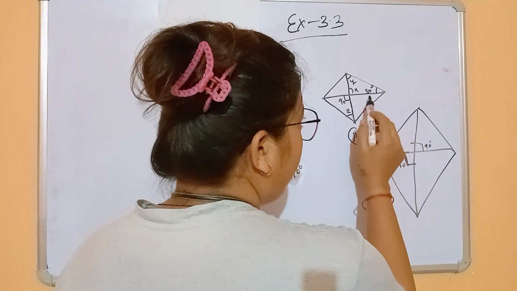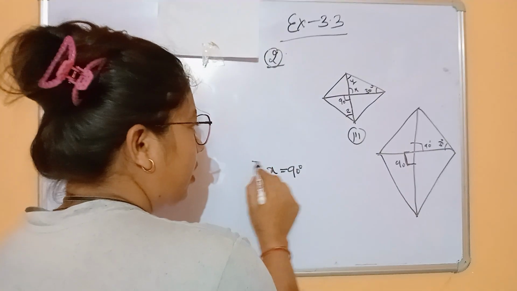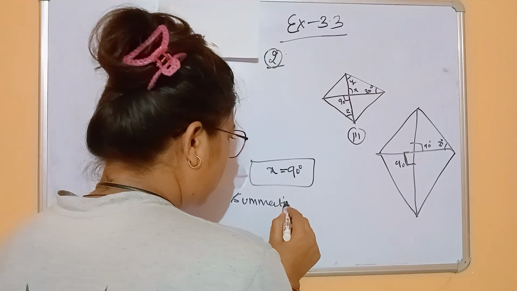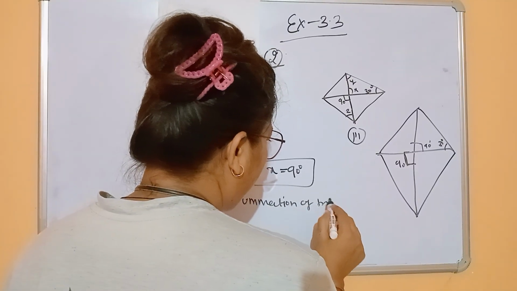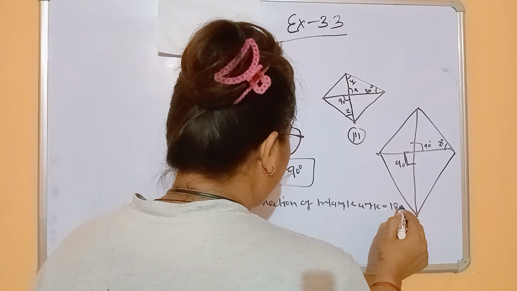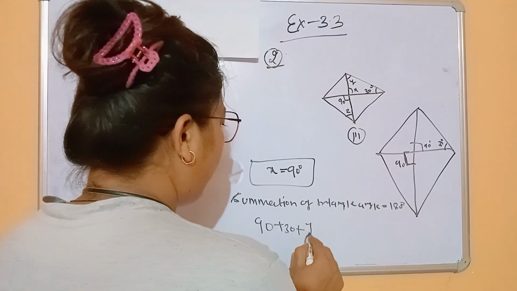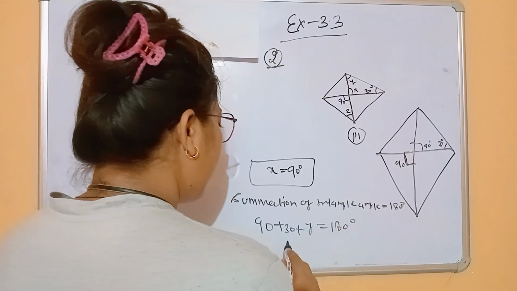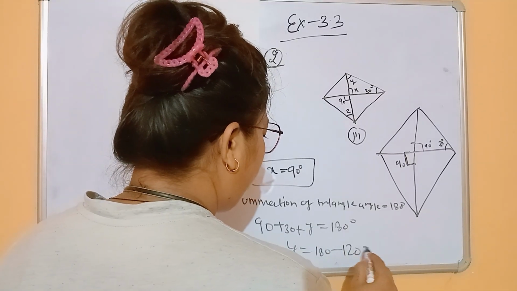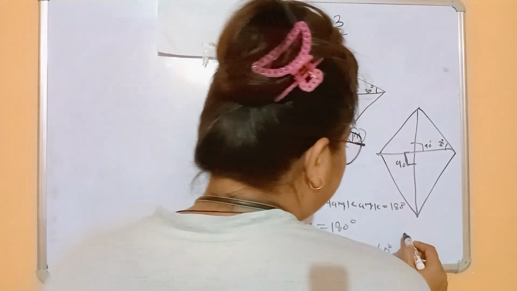Okay, 90 degree, here is 30 degree. So we know that easily summation of triangle angle is equals to 180 degree. So 90 plus 30 plus y is equals to 180 degree. So here y is equals to 180 minus 90 plus 30, which is 120, so here y is equals to 60 degree. Okay, so y is equals to 60 degree.